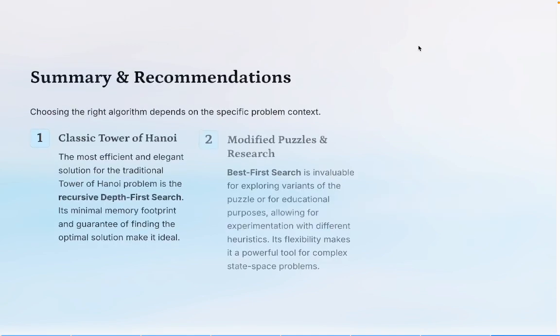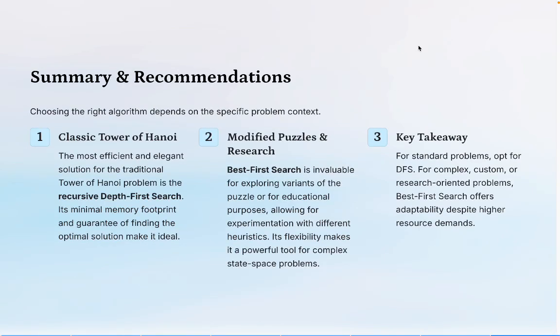Coming to the summary and recommendations. For classical Tower of Hanoi, always use DFS, the recursive solution. For modified puzzles or research, best first search is useful because of its adaptability. Key takeaway: DFS is best for the standard problem, but best first search is best for complex or custom variants.